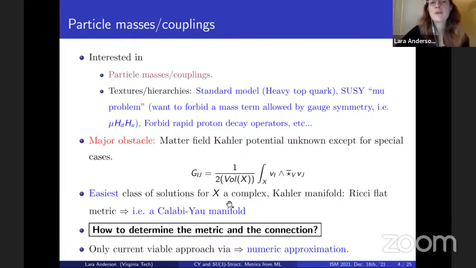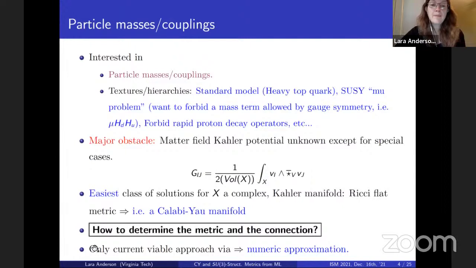So what I want to focus on today is the easiest class of solutions for a string compactification, namely choosing the compact extra dimensions to be a complex Kähler manifold and potentially with a Ricci flat metric, i.e. a Calabi-Yau background. And this is not by any means the only class of solutions, but the easiest class of string solutions for many dimensional reductions.